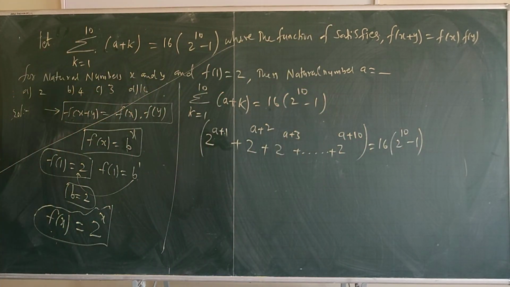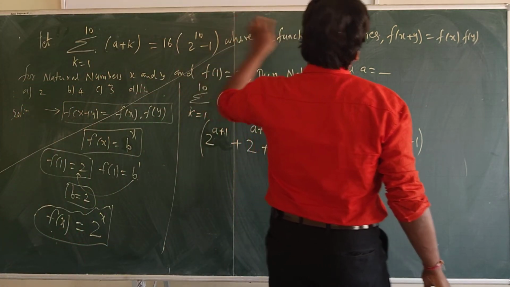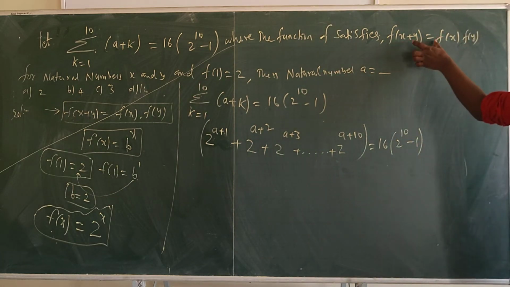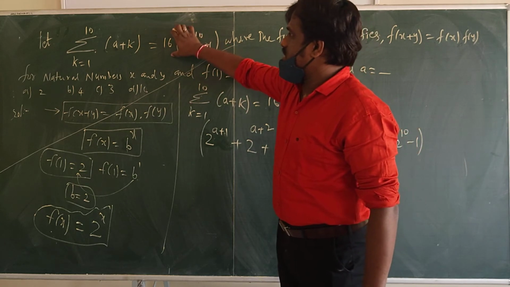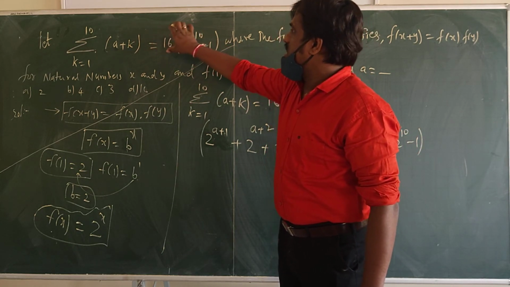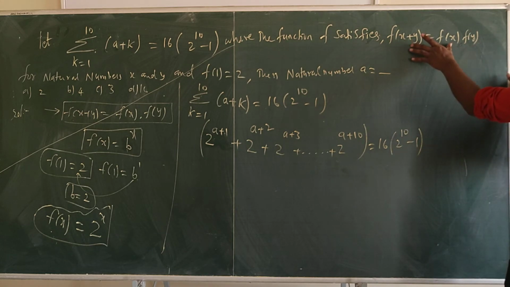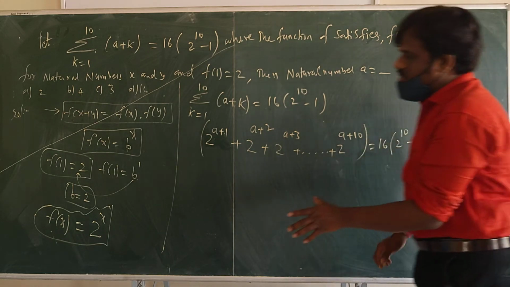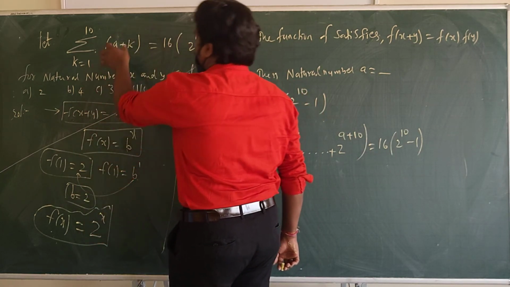Let me check the question once. It is saying that f is satisfying this rule. It means you have to know which function this is. It is saying that this sigma k is equal to 1 to 10 is satisfying this one. So we have to derive the function from this rule. From this rule I understood the function is 2 to the power of x. So 2 to the power of x should be here.